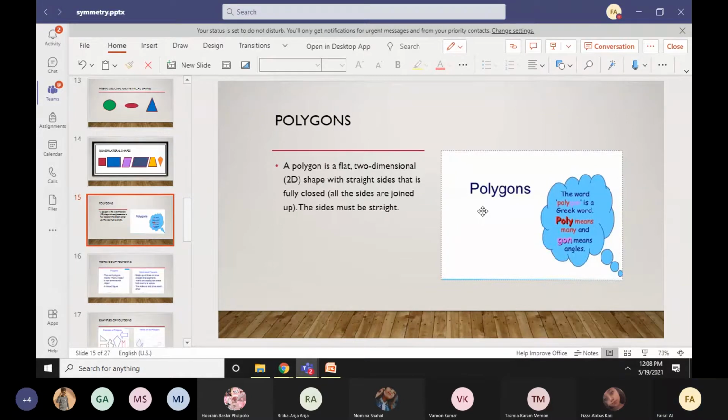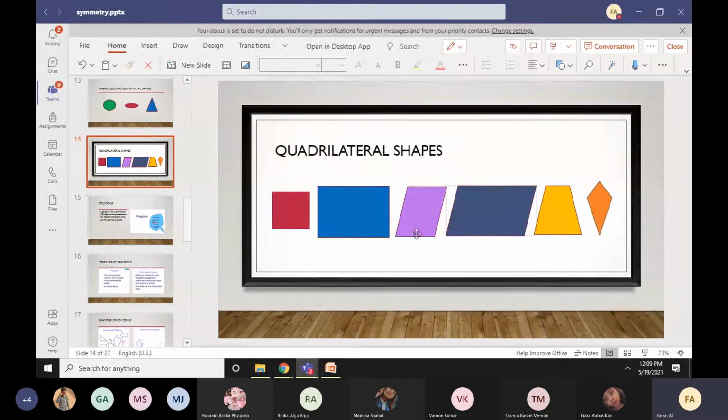So we can say that the square is a polygon, and a rectangle is also called a polygon. Why? Because in a square and a rectangle there are straight lines and both these figures are closed. That's why we can say both of these figures are called polygons. And here all these figures are polygons, because they are made up of straight lines and all these figures are closed as well.